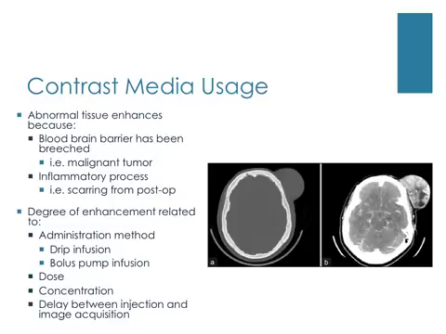So, for example, there are two types of administration methods for contrast. One is a drip infusion, and the other is a bolus pump infusion, and they are used accordingly on different types of exams that are necessary for each one. For example, a head CT usually uses the drip infusion, and a CTA uses the bolus infusion.